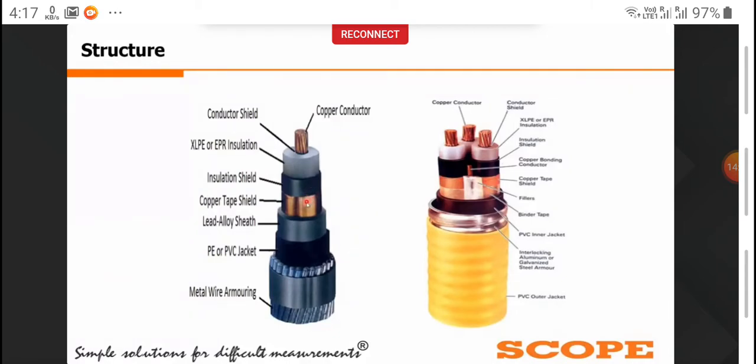After that, the copper tape shield or conductor shield is used in the cable. This type of shield is used to keep electromagnetic radiation in, and also provide the path for fault and leakage current, because this copper tape shield is earthed at the cable termination or cable ends.